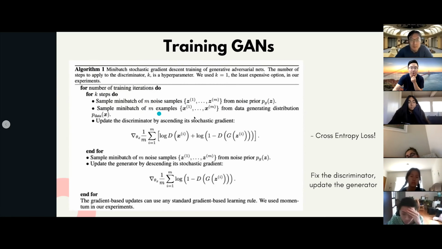So this is basically we're trying to generate data. Sample mini batch M examples from data generating distribution. So essentially here, we are generating data. And then you update the discriminator using stochastic gradient.